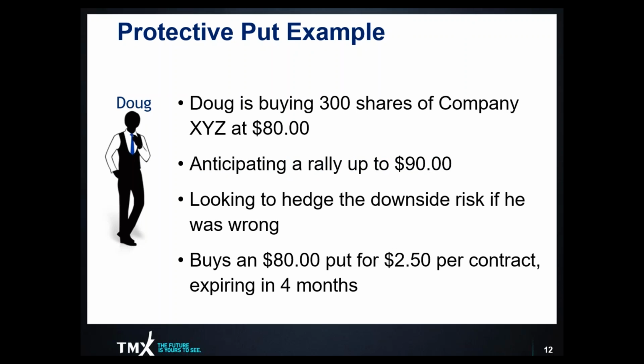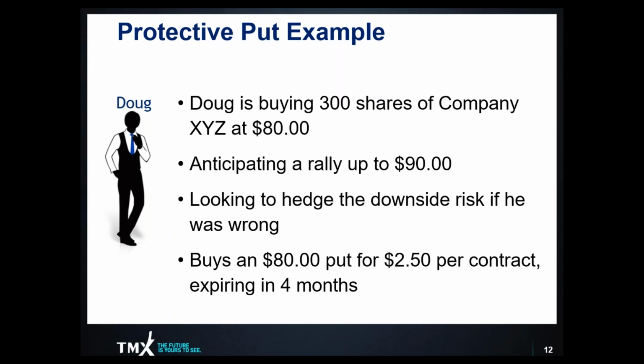Now, of course, Doug is anticipating a rally in those underlying shares, and there's an expectation that the share price is going to hit $90 within a certain period of time. The challenge, of course, is that if Doug is wrong, there is an unidentifiable risk exposure. And so what Doug's looking to do is create a hedge that is going to limit and reduce the risk if the shares drop instead of go higher.